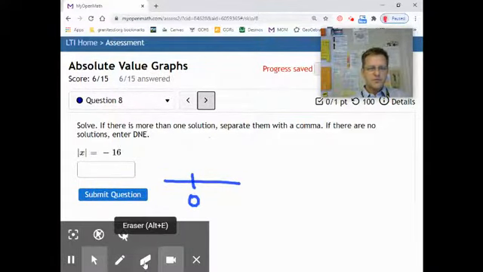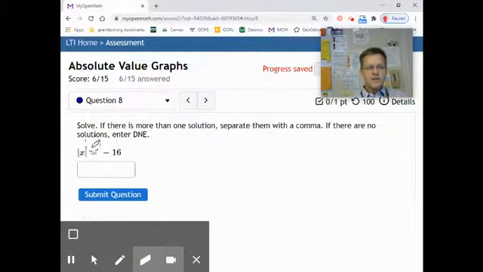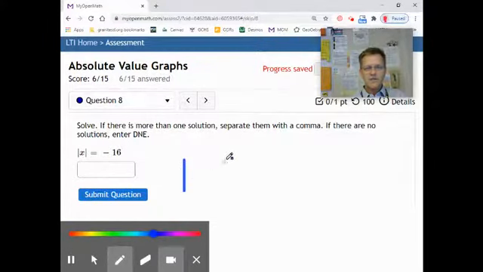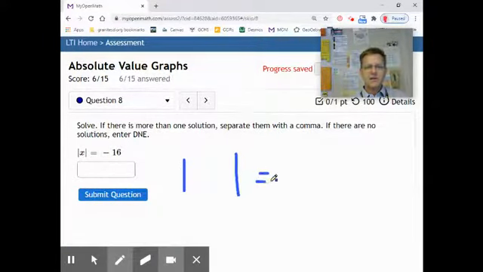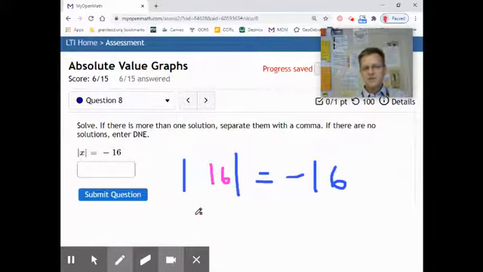How about this one? The absolute value of x is negative 16. So what we're saying is, what numbers could I put in here, like if this is a blank? We're saying I have a secret number that I want to put in here. What numbers could I put in here to make it true? Because I want to make a negative 16. Well, let's try some things. It's got to be something like 16.